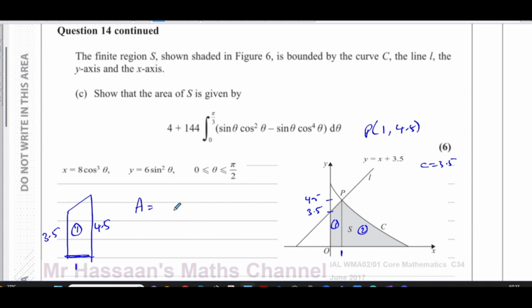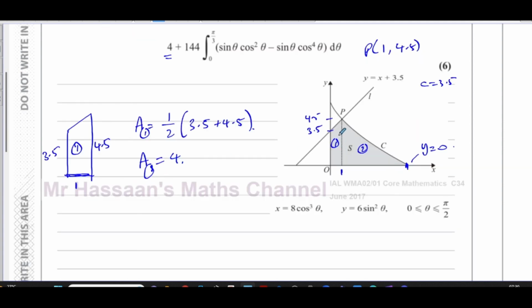So the area of that trapezium is going to be the distance between the parallel sides divided by 2 times the sum of the parallel sides. Okay, so you end up with 8 divided by 2, which is 4. So that's where this 4 comes from. That's the area of section 1, the area of that first part here.